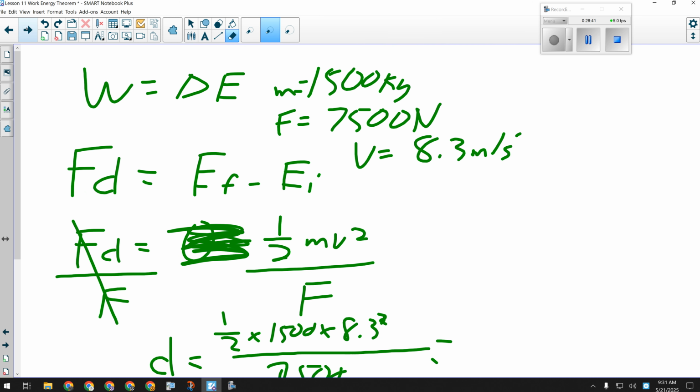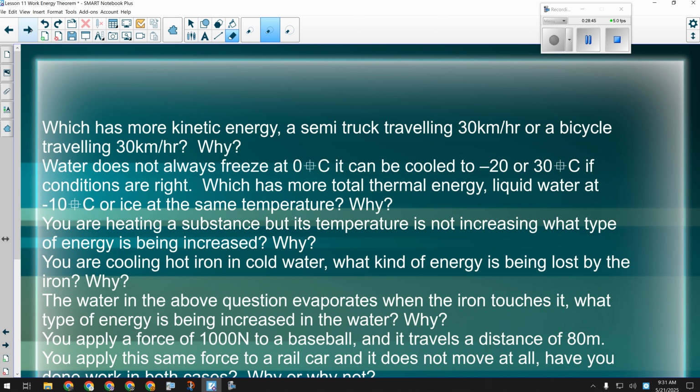All right, so that is a fairly basic work energy theorem problem. Here's the good news.